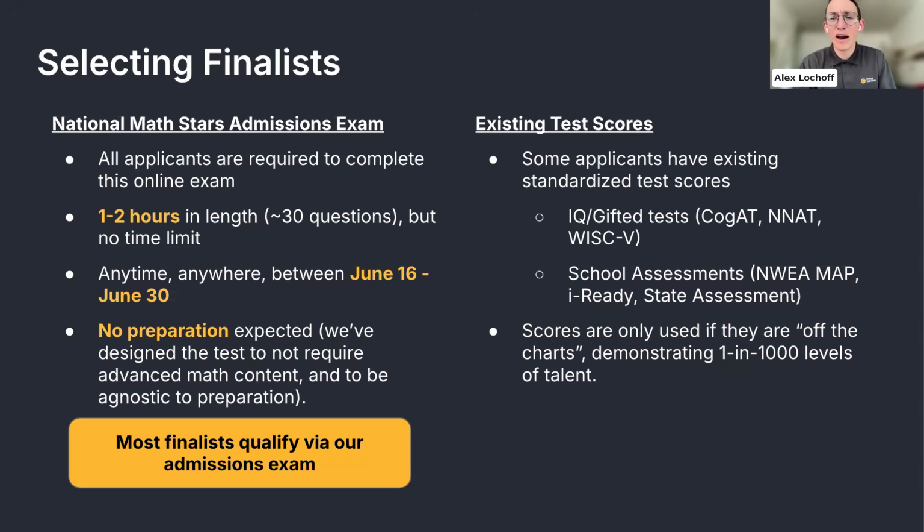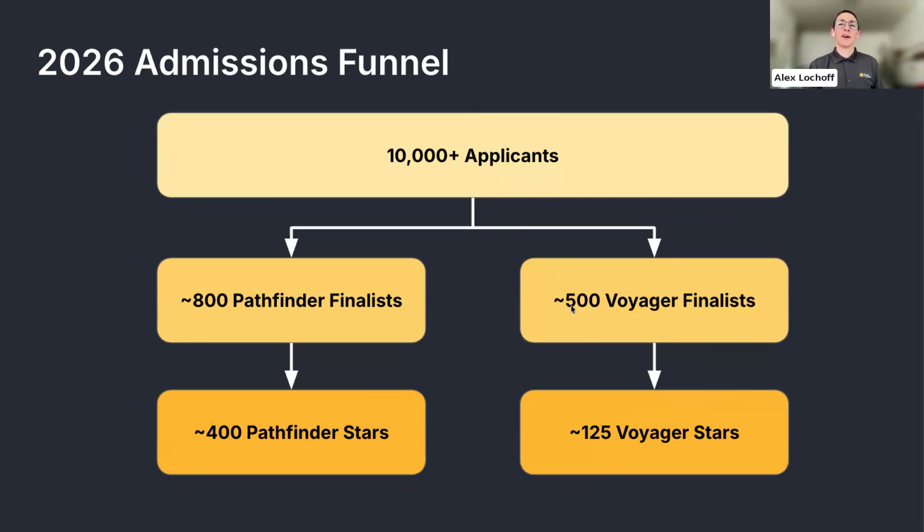The question here, how many final students will you select? This year, we're planning to select 400 Pathfinder stars and approximately 125 Voyager stars.